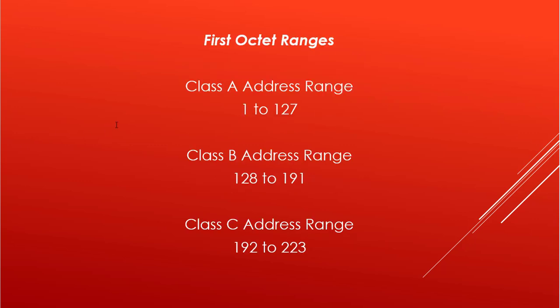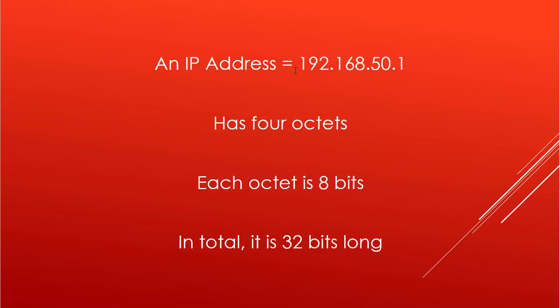All right, so the classes are like this. The class A IP address range is 1 to 127. So when we look at an IP address, we're only concerned with that first octet. That tells us the class. So if it's between 1 and 127, we know it's a class A. If it's between 128 and 191, we know it's a class B. And if it's 192 through 223, we know it's a class C. So this would obviously be a Class C address. So again, we're only concerned with this front octet.